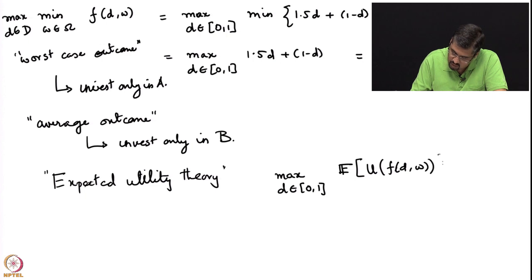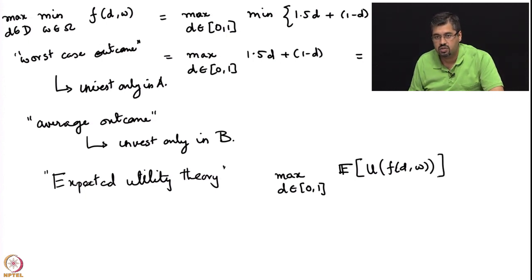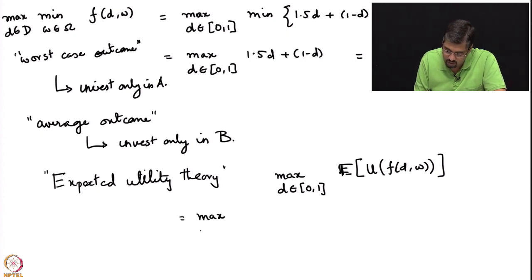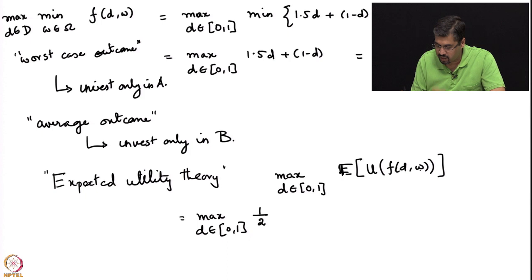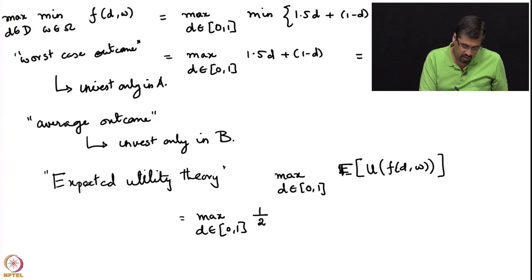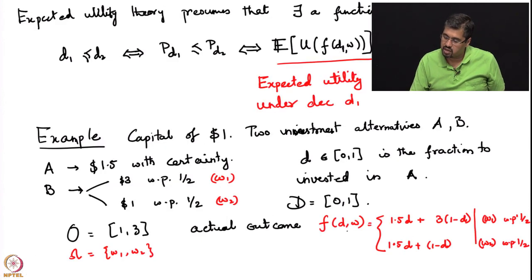Now, there are two possible values of omega. This expectation, as I said, is over omega, and what they will result in are those two expressions that we wrote on the previous slide. So what you are doing therefore is maximizing, if I am just evaluating this expression, the probability of omega equal to omega 1, which is half, times the utility that comes from omega equal to omega 1. When omega is omega 1, the outcome is 1.5 D plus 3 times 1 minus D. And so what I have is the utility of this particular outcome.